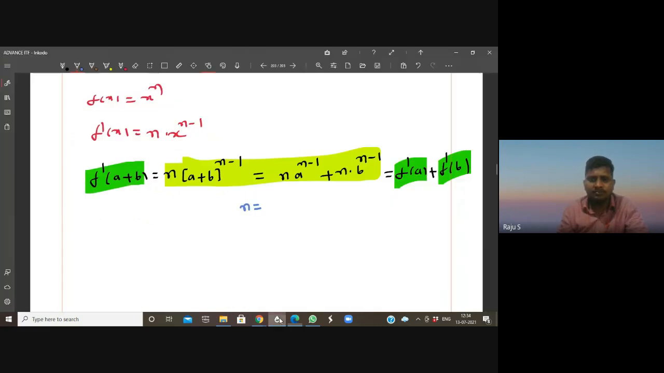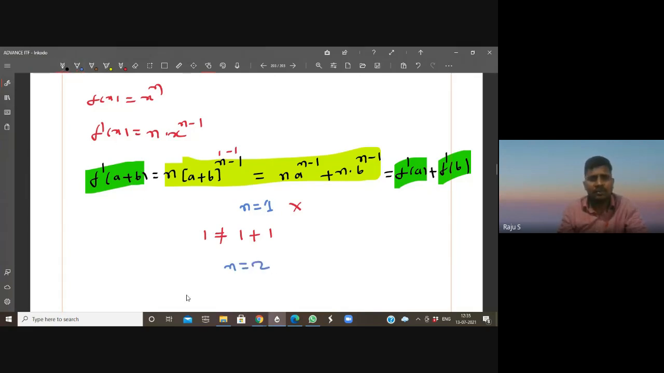Substitute n is equal to 1. Is LHS equal to RHS here? When I take n is equal to 1, left side is 1 minus 1, 0. A plus b whole power 0 is 1. 1 into 1 is 1. LHS is 1, right? RHS is 1 plus 1. Is 1 equal to 1 plus 1? No. So n is equal to 1 is wrong. Now substitute n is equal to 2.